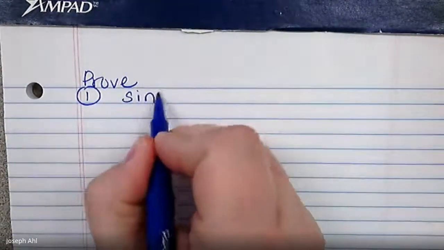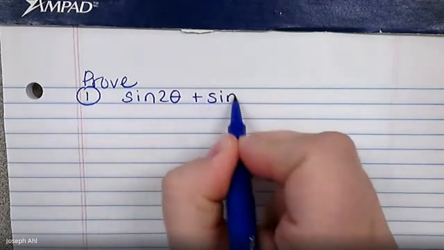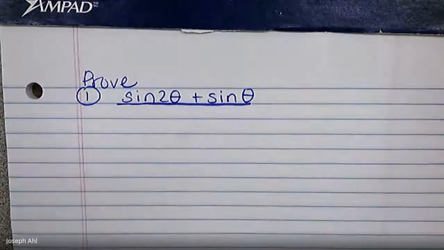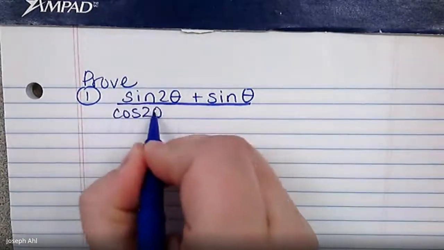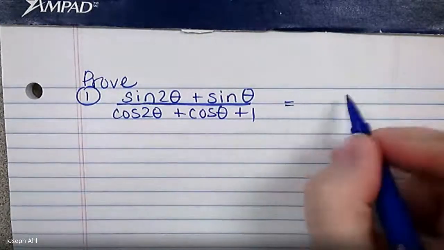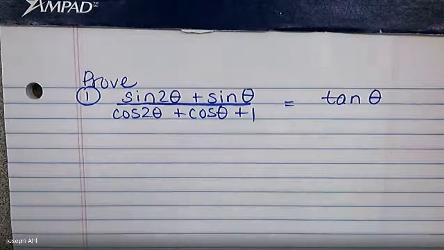Let's do the identity proofs that I had listed at the start of the video today and see if we can show that the two sides are equal. I'll prove in the first example that sine 2 theta plus sine theta divided by cos 2 theta plus cos theta plus 1 is equal to tangent of theta. Okay.